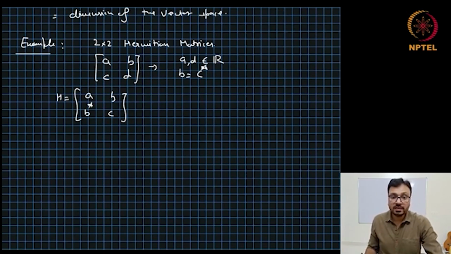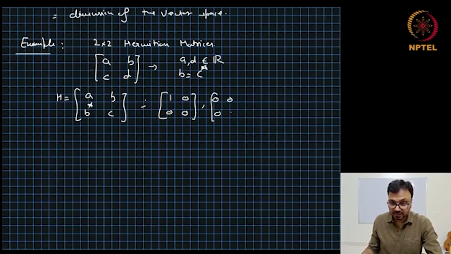Now, what is the dimension of this vector space? I'm giving you the answer, but please verify this. We can choose vectors. This is one vector, and we can choose another vector, which is a Hermitian operator. We can choose another vector, which is also a Hermitian operator. We can choose another, 0, 1, 1, 0, and we can choose 0, minus I, I, 0.